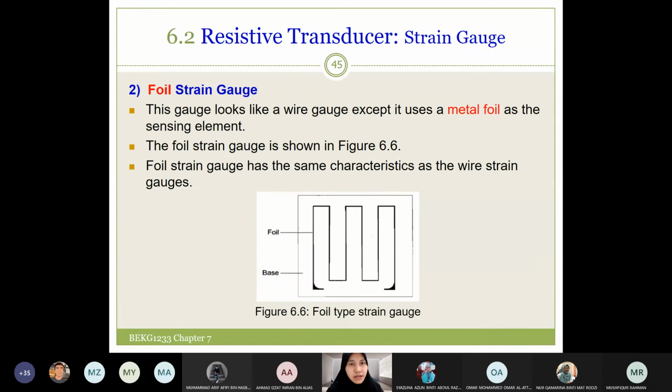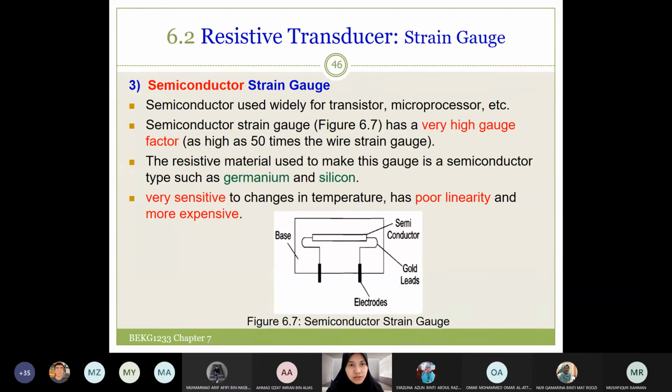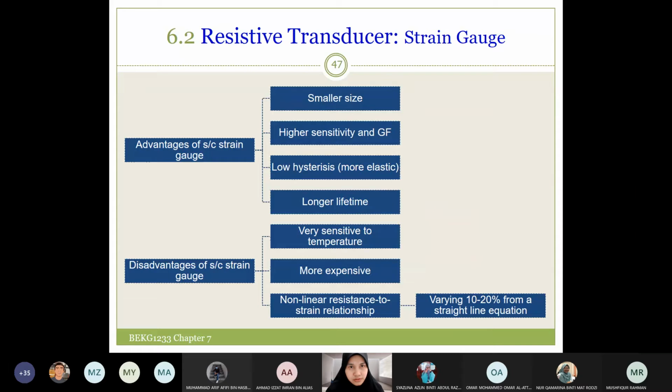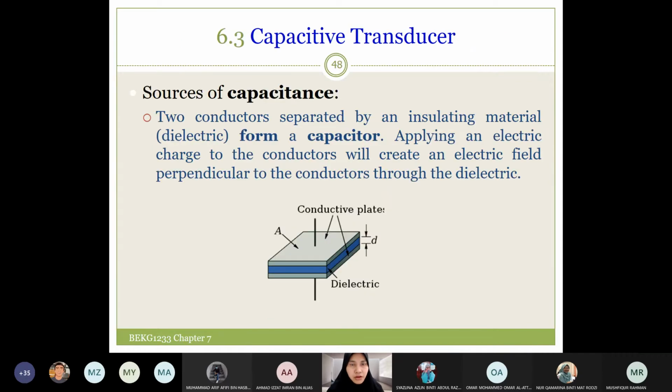The second type, or the second example, for strain gauge is foil strain gauge. And then we also have semiconductor strain gauge. This is the advantage and disadvantage of semiconductor strain gauge. Just now we learned about resistive transducer, so this is capacitive transducer. This is an introduction.